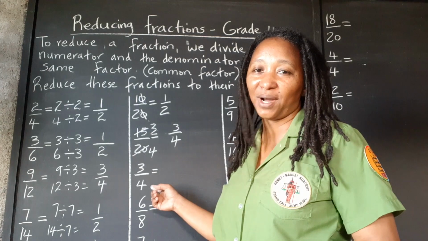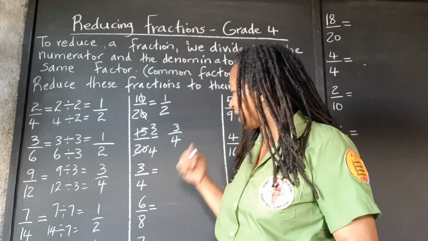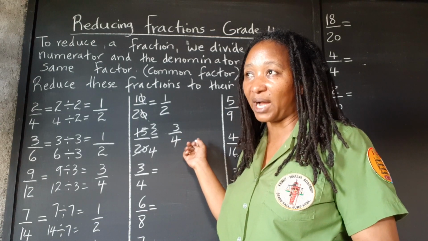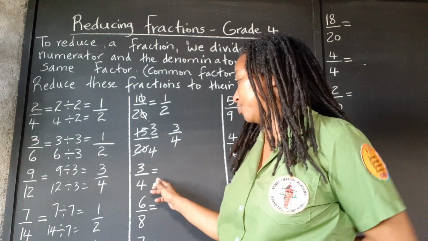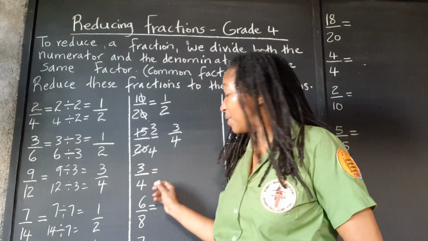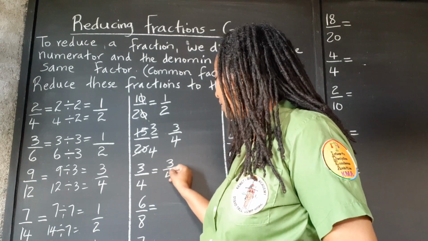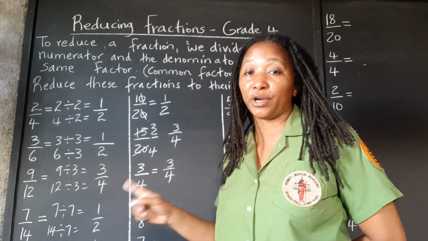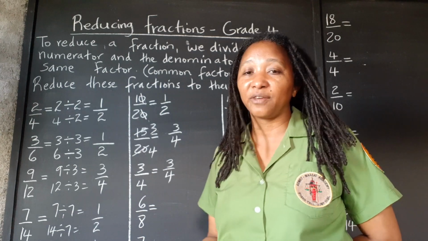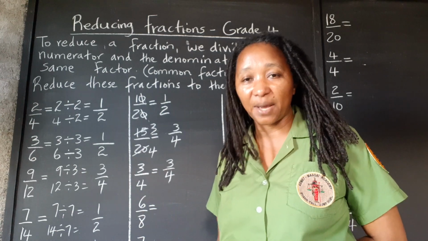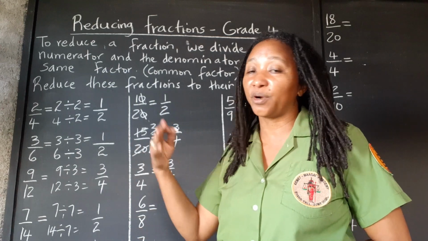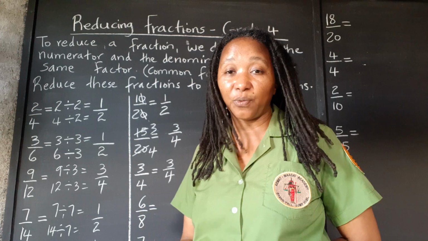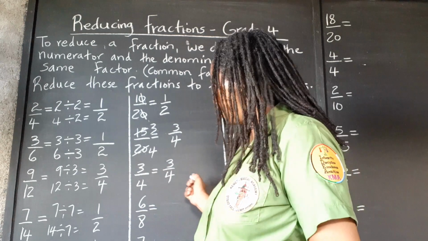Here we have 3/4. Okay, so we know that this is the simplest form of this fraction. So we are going to just go ahead and write back the 3/4. It cannot be reduced any further. The only common factor of 3 and 4 is 1. And we know that if we divide something by 1, we're going to get back the same thing. If we keep doing it, we're going to get back the same thing. So we're not going to go into that futility. We know that this cannot be reduced any further.